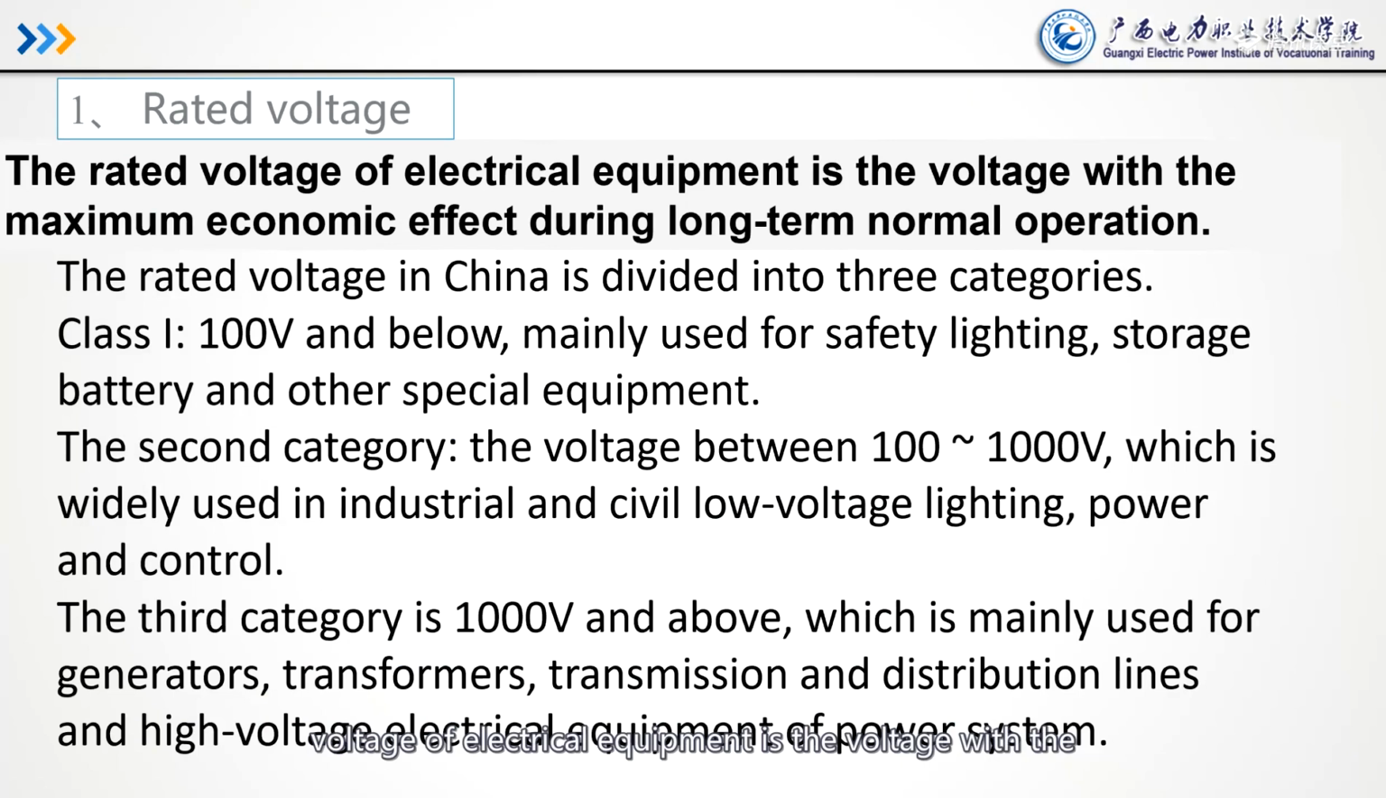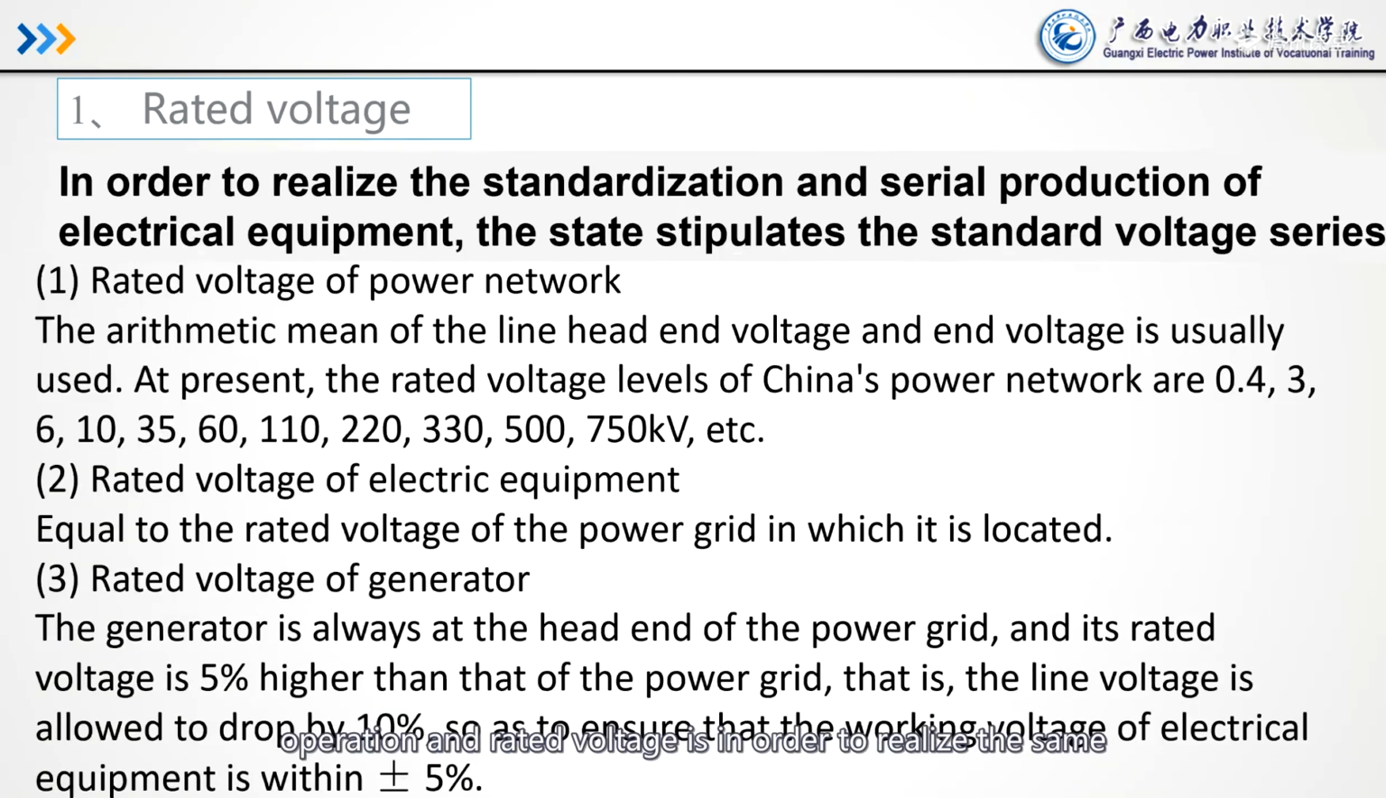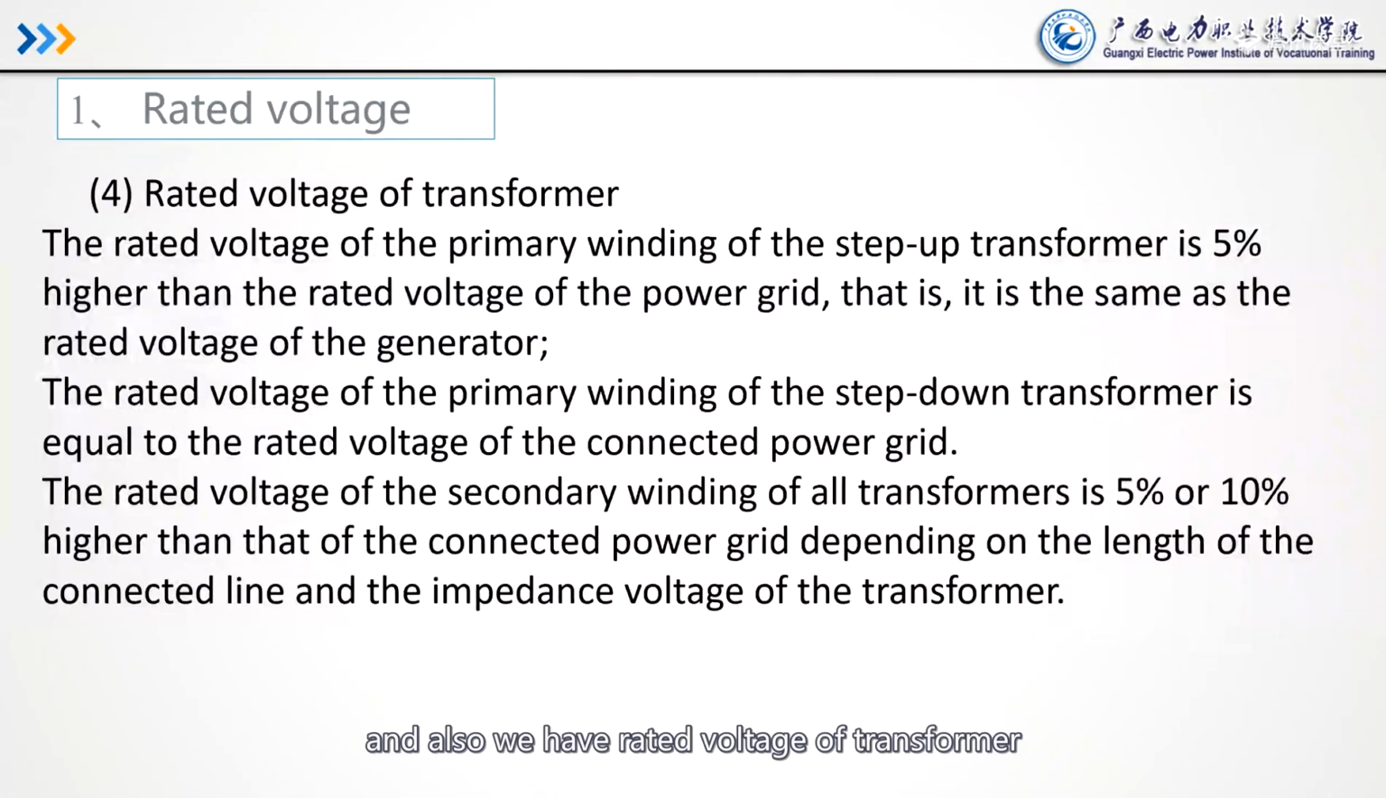The rated voltage of electrical equipment is the voltage with the maximum economic effect during long-term normal operation, and the rated voltage is set in order to realize the standardization and serial production of electrical equipment. The state stipulates the standard voltage series. And also we have the rated voltage of the transformer. The rated voltage of the primary winding of the step-up transformer is 5% higher than the rated voltage of the power grid. That is, it is the same as the rated voltage of the generator.